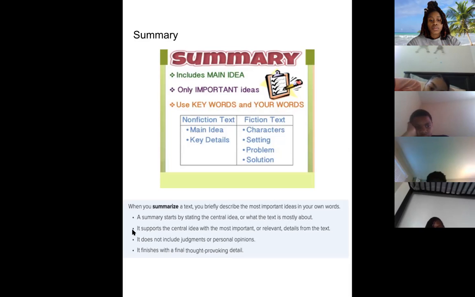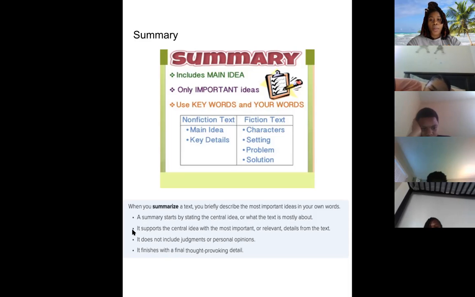It supports the central idea with the most important relevant details from the text. Okay, what does that mean to you? That basically you're adding something in the text that don't really matter in the story. You're adding it or you're not? Yeah, you're adding it that really don't even belong in the story.